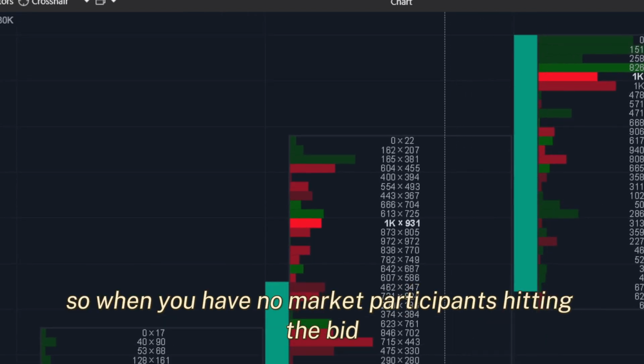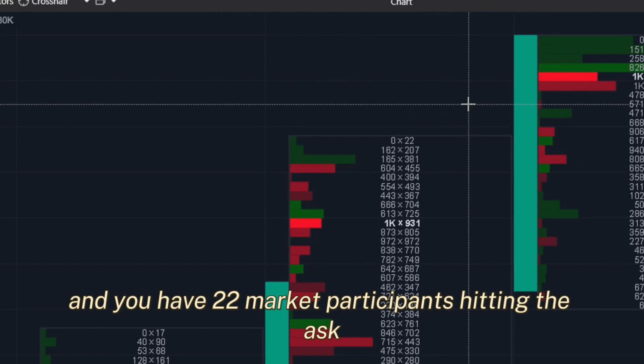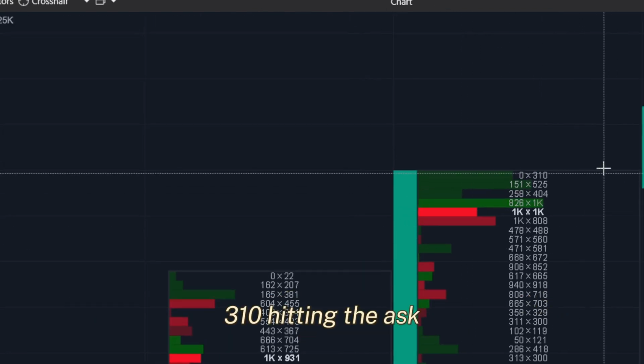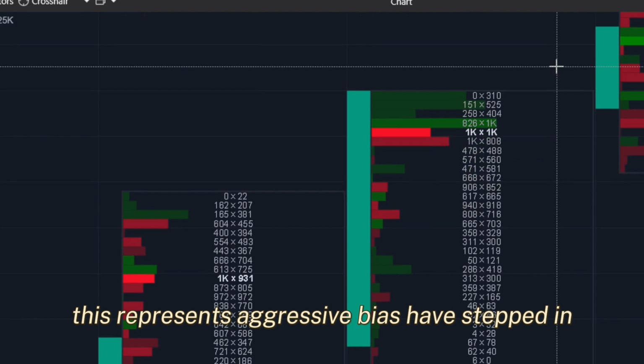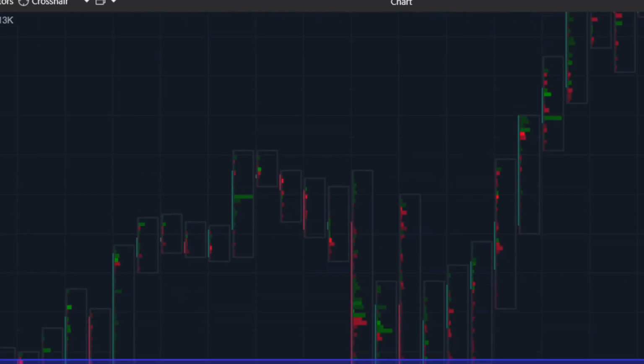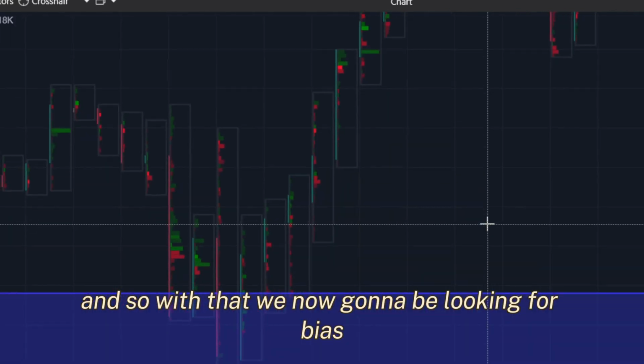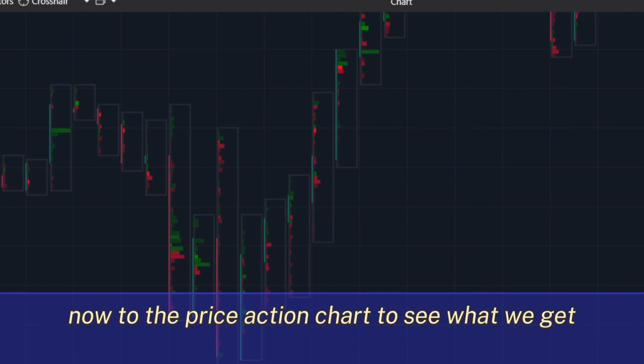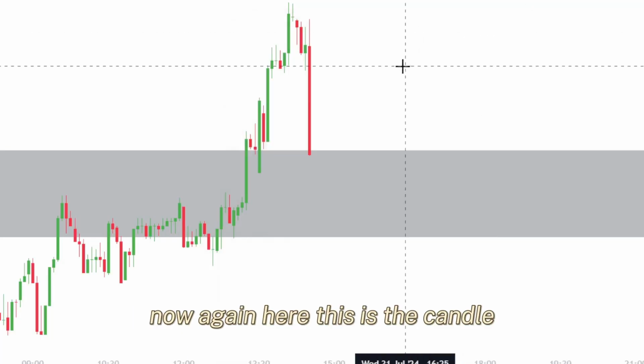So when you have no market participants hitting the bid, and you have 22 market participants hitting the ask, 310 hitting the ask, this represents aggressive buyers have stepped in after the demand zone has been validated down here. And so with that, we're now going to be looking for buyers. So let's head back over to the price action chart to see what we get. Now again here, this is the candle.